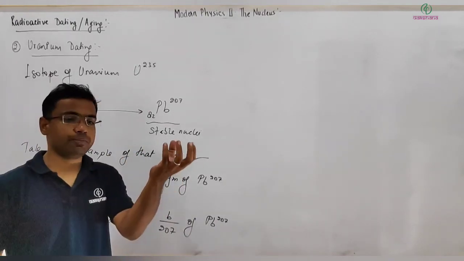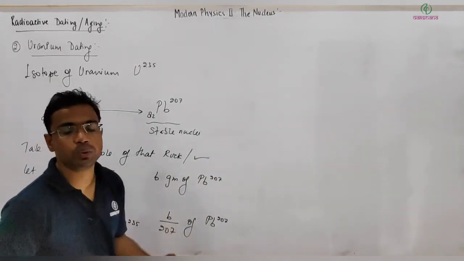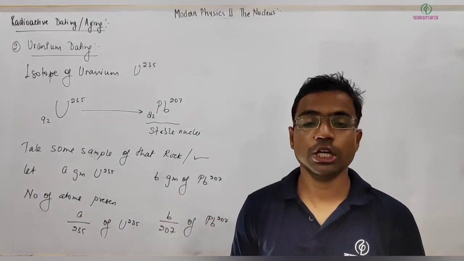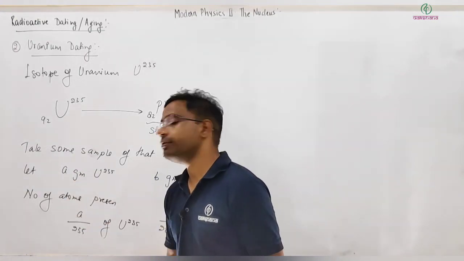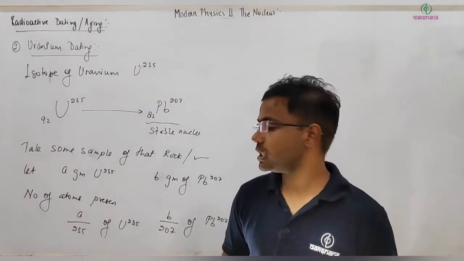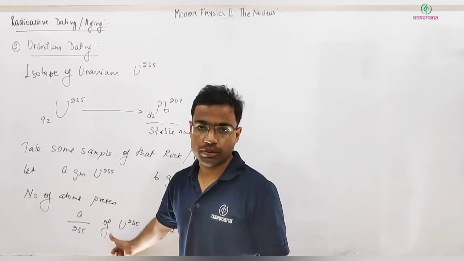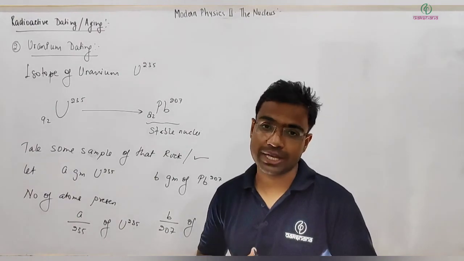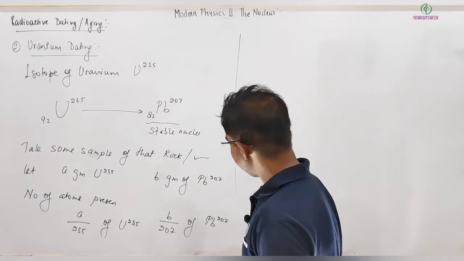So this is the decay process that happened in the rock. We took one sample of the rock, and in that sample we calculated how much uranium 235 is present and how much lead 207 is present. After doing that calculation, we got a gram of uranium 235 and b gram of lead 207. By simply dividing by their molar masses, we can get the number of atoms of uranium 235 and lead 207 present. Up to now we just did this calculation. Now how do we get the age exactly?